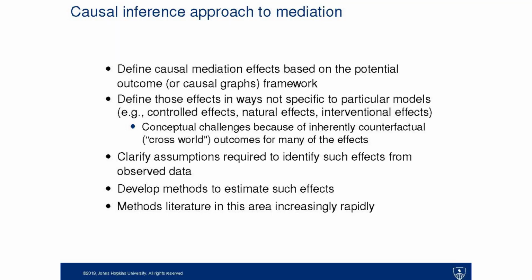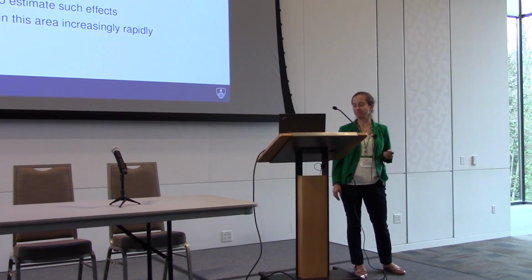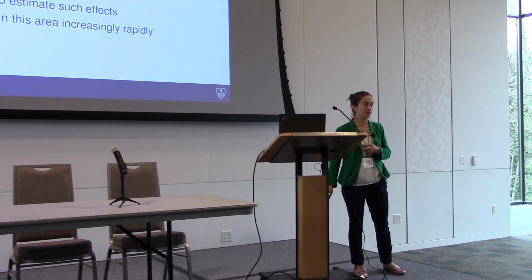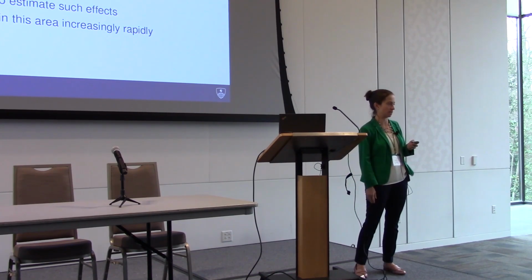So again, the causal approach has built up in this area where the idea is to be more explicit about what the effects of interest are. And I have a slide at the end to help. If some of you have no idea what I'm talking about, just read the paper that I'll refer to at the end. But again, the goal is to really clarify the estimands, clarify the assumptions, and develop and disseminate methods for those. And I don't have a slide on this, but these methods are increasing incredibly rapidly. Like, I think in 2018, there were at least 50 papers on mediation in the statistics literature.